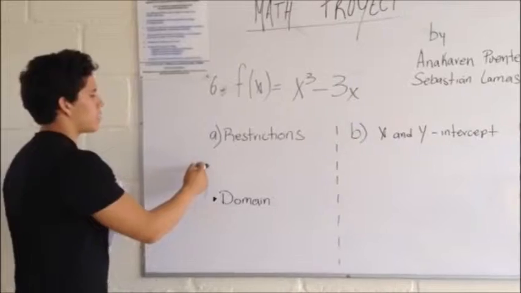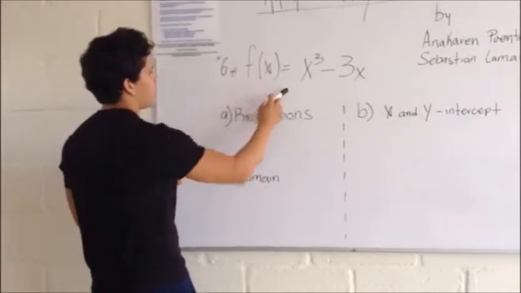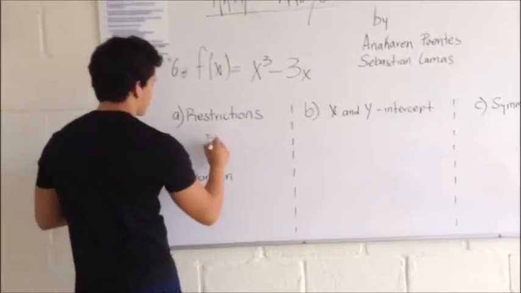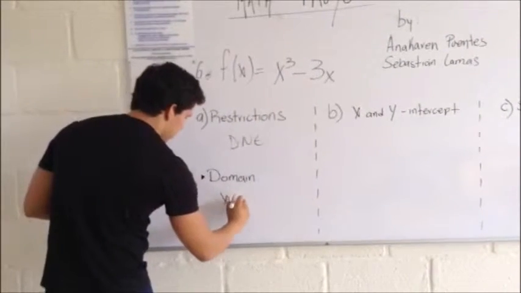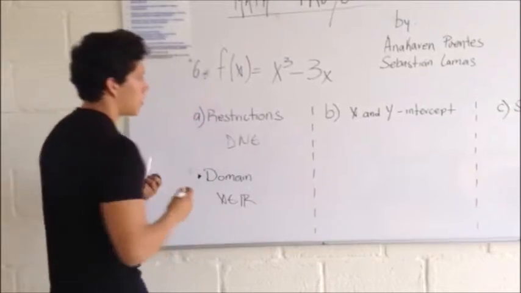The first thing we have to get is the restriction. However, this is a polynomial function, so there is no restriction because it can take any value, and the domain is x equals all real numbers.